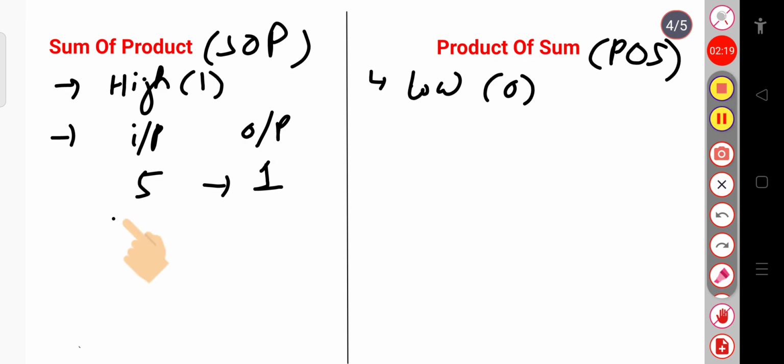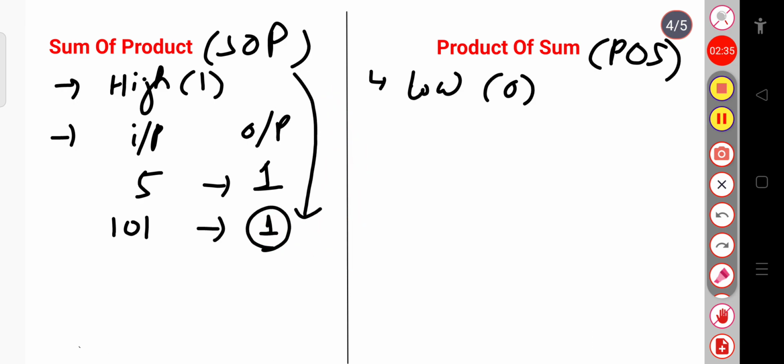It means that when the input is 5, or we can say 101, then the output is high. High means when there is some input and we are getting the output as 1, this is in the form of SOP. Or we can say that this 101 in the SOP form we can write as follows. Suppose there are 3 inputs, A, B and C. For 1 we write A, for 0 we write B bar, and for 1 we write again C.